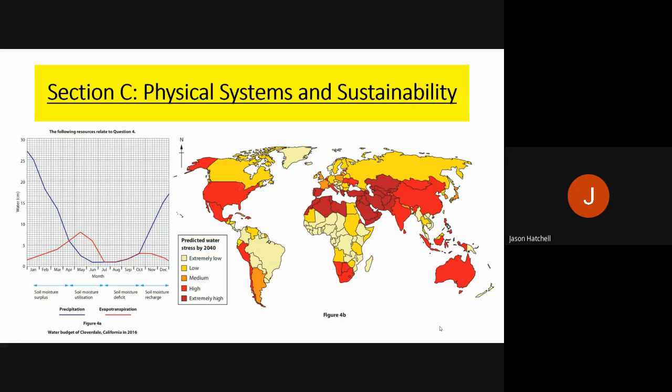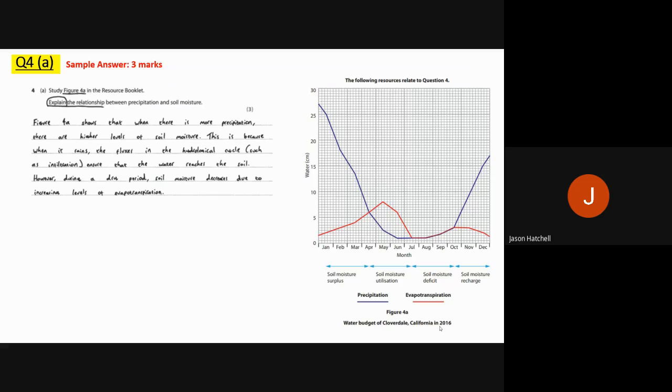On the left is a graph to show the water budget of a river in California in 2016. And on the right is predicted water stress by 2014 on the core left map. So, question 4A. Study figure 4A and explain the relationship between precipitation and soil moisture.